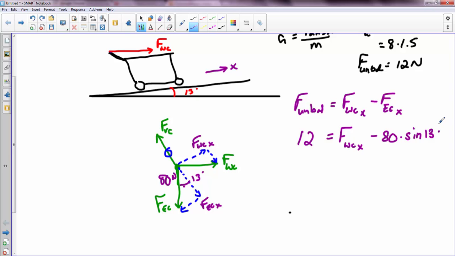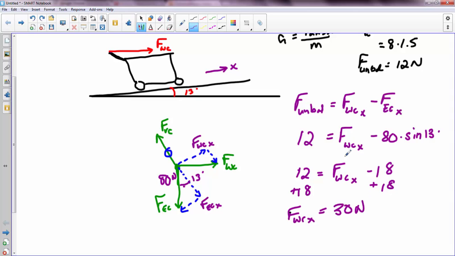Let me do my calculations here. I get 17.996, basically 18. So it's going to be 12 equals the force in the x direction minus 18. We add the 18 to both sides. We get the x component is 30 newtons. That is this component. That's not our push force. Okay, that's the x component.